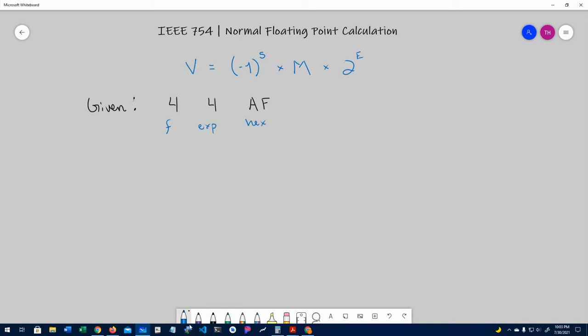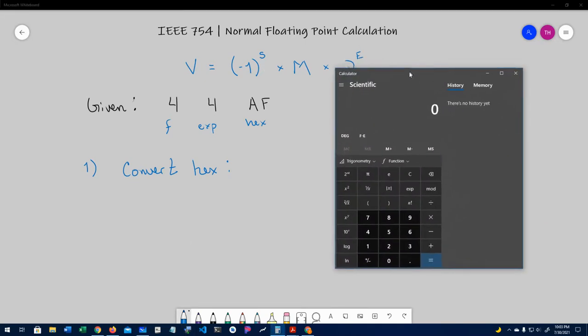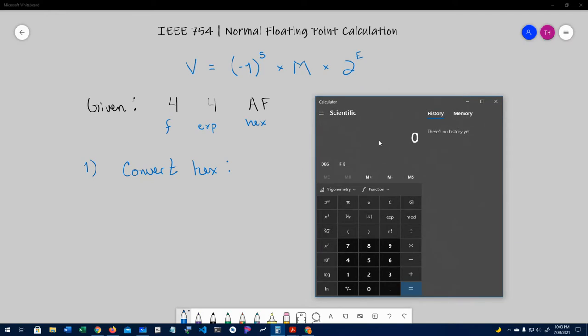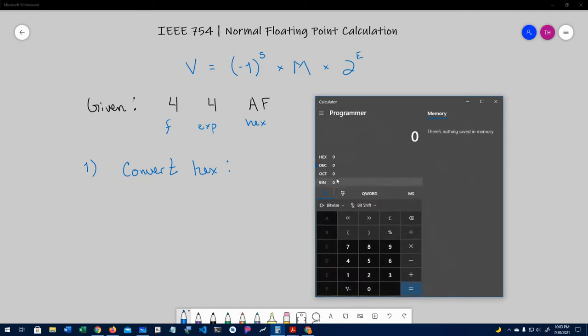So the steps that I would take, you can do this however you want, but the first thing I would do is convert the hex into binary. So we'll say that step 1 is going to be convert hex. If you're on Windows, I don't know about a Mac, you can open the calculator, go down to programming. And if you're going to convert hex to binary, you'll want to just click on hex. Go ahead and enter AF. And bam, there is your binary. So 1010, 1111.